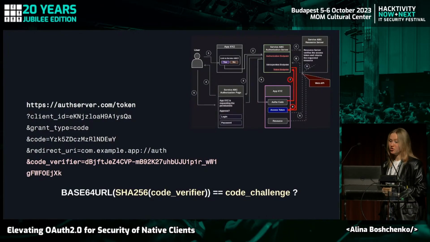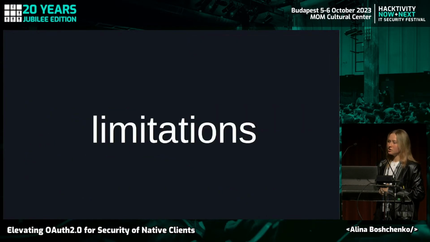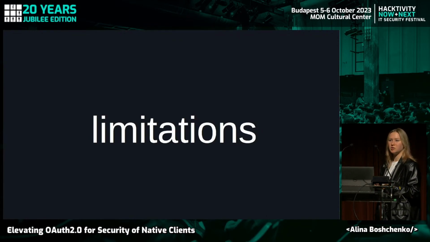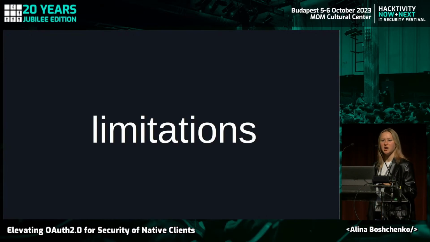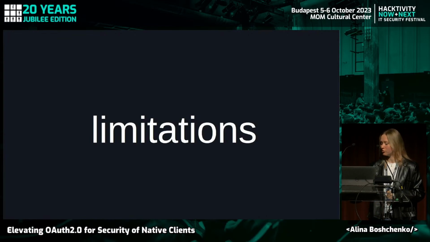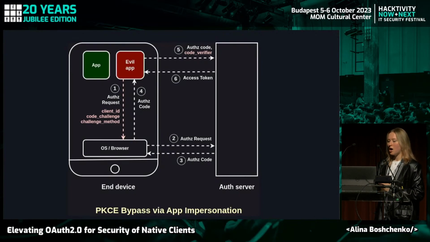Also this pair should be generated each time the authorization request is sent, meaning that this pair should be generated once per authorization. So this way, we kind of bind together the client application and the OAuth code, and we mitigate this kind of attack. But what are the actual limitations of this approach? Well, let me introduce you to a PKCE bypass via app impersonation attack.